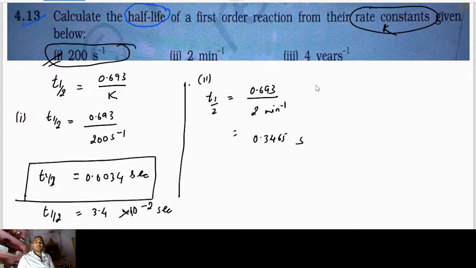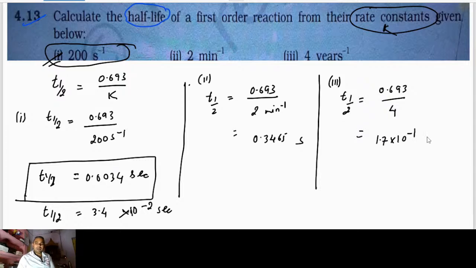Now go for the third case, student. 4 years is there. So for the third one, t1 by 2 is equal to 0.693 divided by 4. If you divide by 4, how much is the answer coming, student? It is coming 1.7 into 10 power minus 1, and it is in years. Or in the other form, you can write 0.17 years. So this is t1 by 2, our required answer.